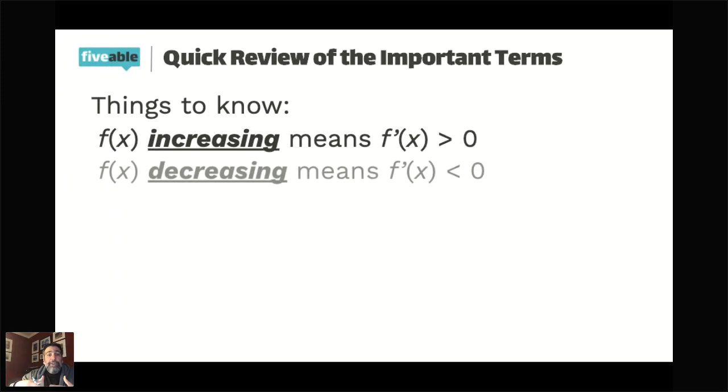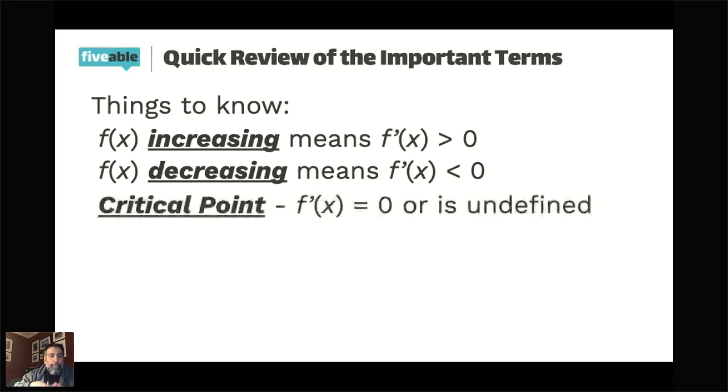Likewise, a function is decreasing. That's going to mean your slope, or your derivative, is negative. A critical point is a point that exists on the graph, so it has to be in the domain, okay? But it's a point where the derivative is either equal to 0 or undefined. That's going to be your critical point.